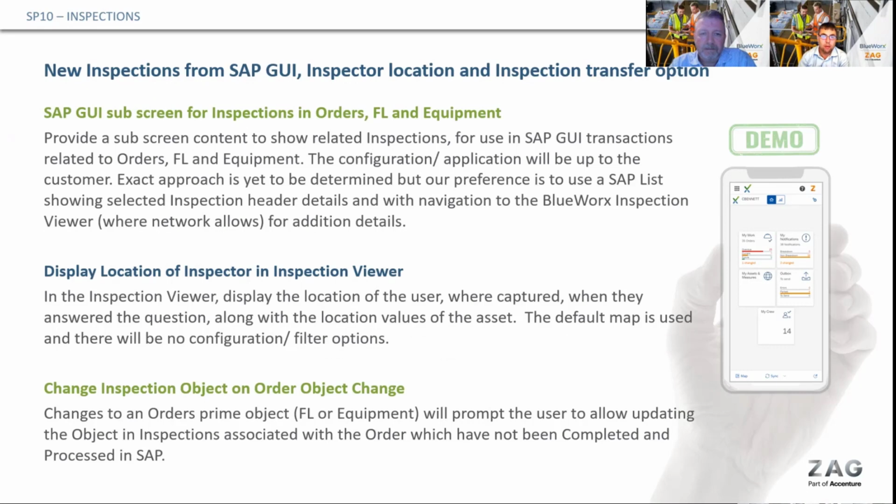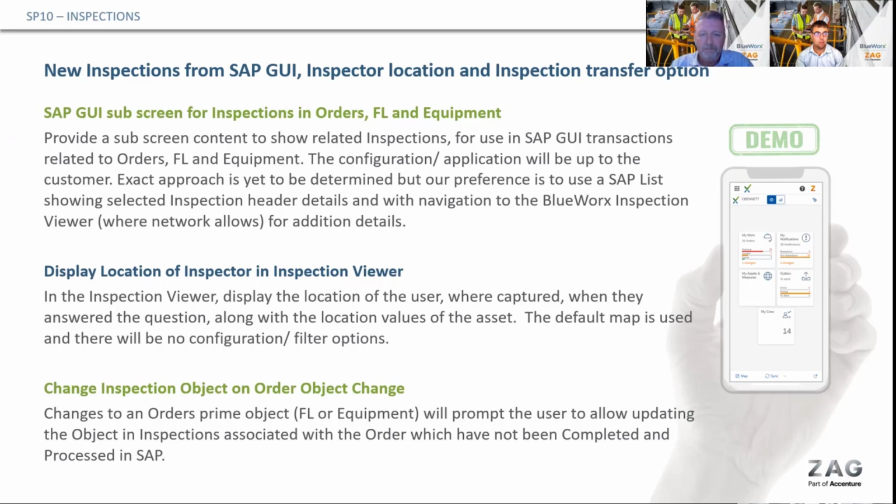Right, so the next area that we'll have a look at is three items around inspections. The first is that we've delivered a GUI sub-screen, and this is optional code for you to implement because you're touching the SAP GUI. It allows you in the orders, function locations and equipment to have a sub-screen that's available there, and that will show you the related inspections for those objects. And from within it, you can drill through and see the inspection detail.